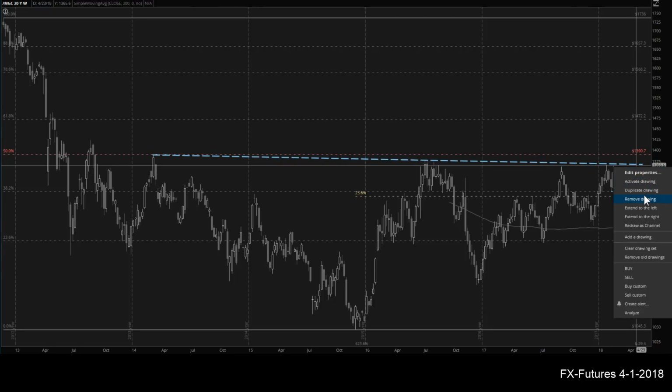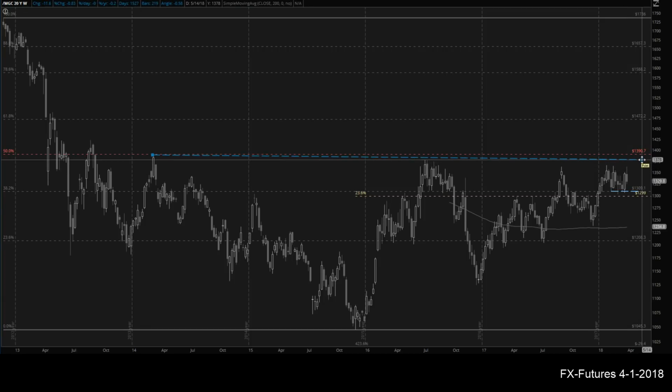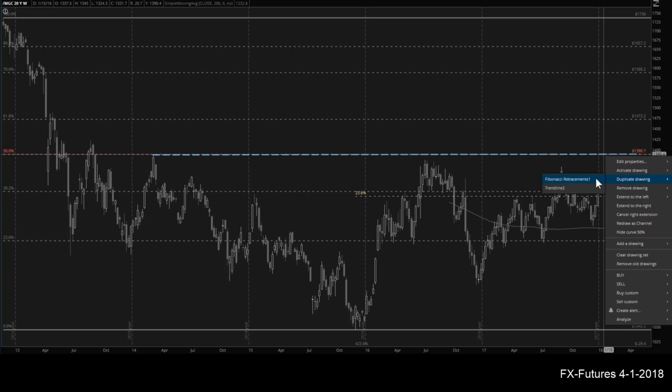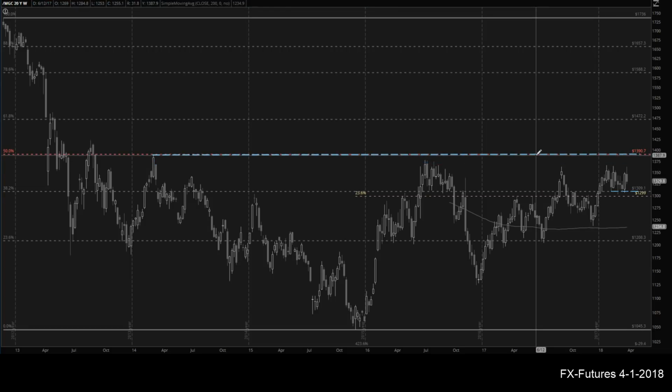But I'm gonna be wary of a false breakout just due to the amount of people who are looking at this level, and I'm going to wait until we're above 1390. And 1390 will be my confirmation, and I'm going to target higher prices. Oh shoot.